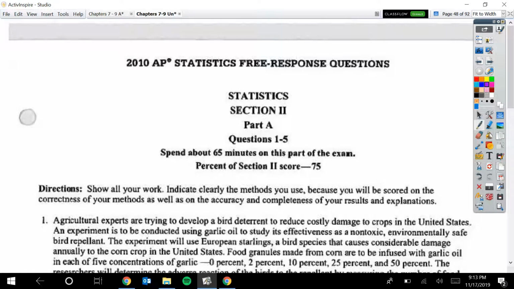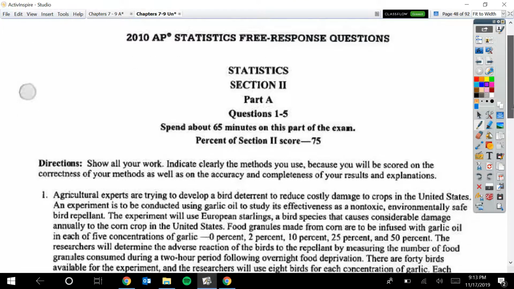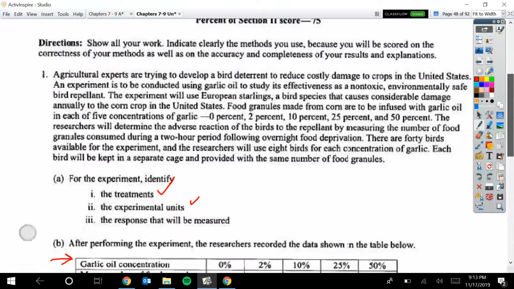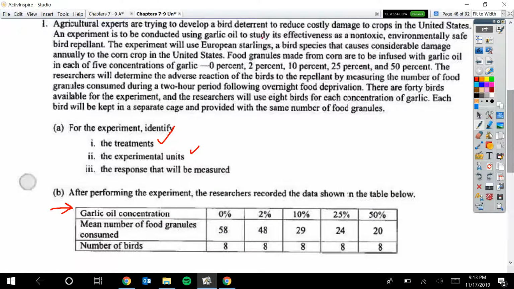All right, we'll go ahead and do the AP FRQs on pages 30 through 32. So this first one actually is an old review problem. It's about experimental design. To answer the first question, the treatments are the different garlic oil concentrations. The experimental units are the birds, in particular the specific European starlings. And then the response being measured is the number of food granules that those starlings consumed.